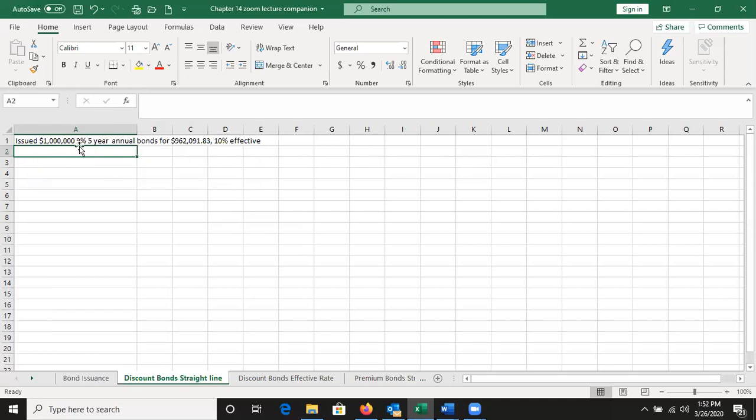So what we are saying is give us only $962,000 in cash right now, and we will give you back $1 million in 5 years. Okay? So since they're getting a kind of crappier interest rate than what they could get, we're giving them a discount on the bonds.